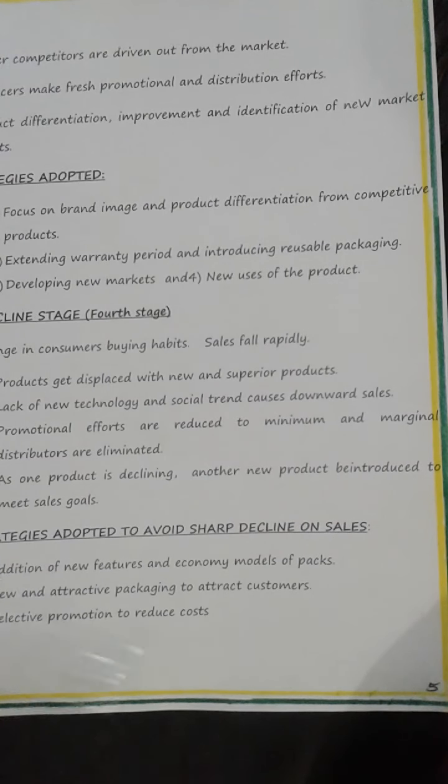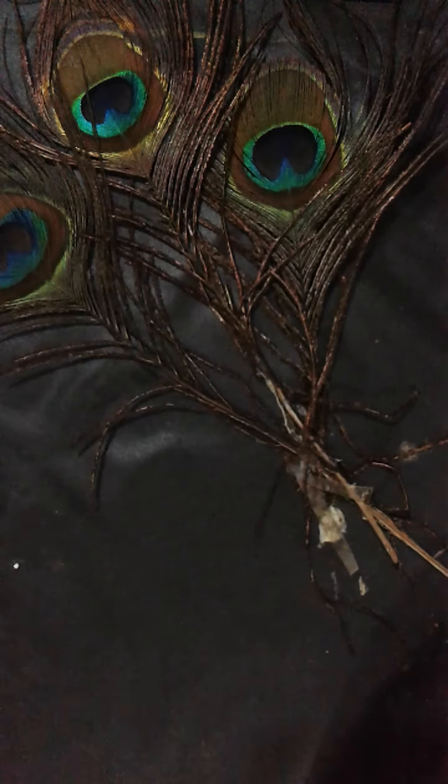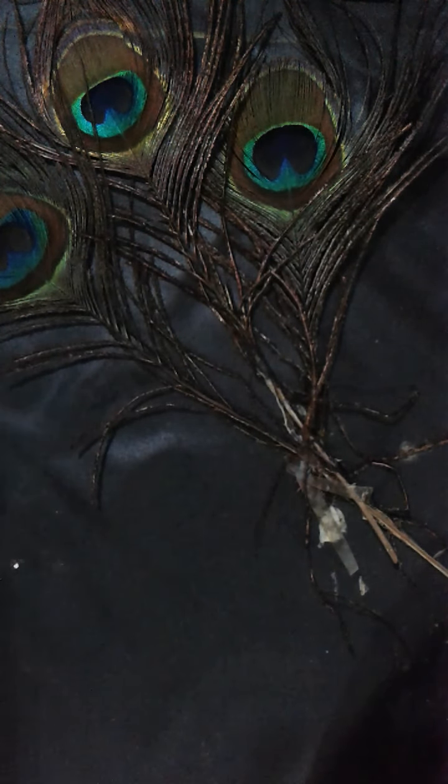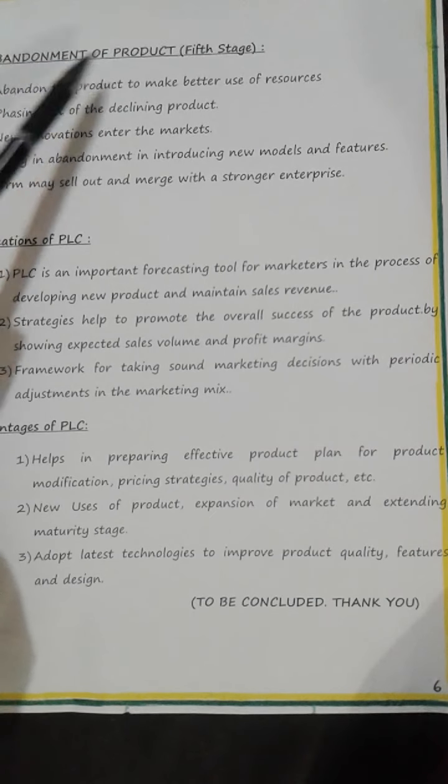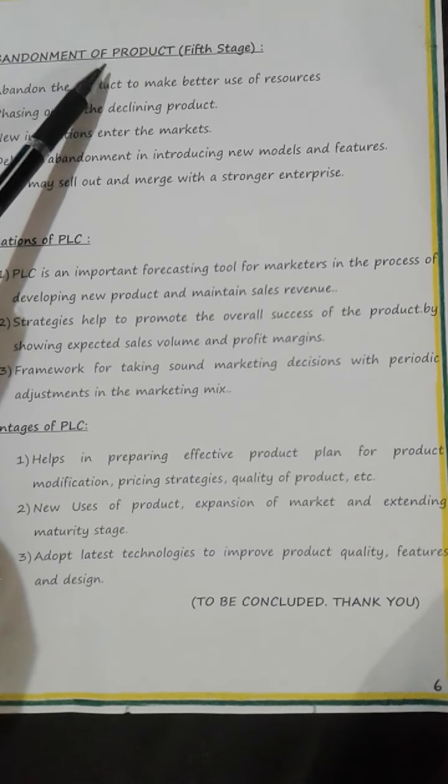Then the last one, the last stage is abandonment of the product, the 5th stage. Abandonment of the product. In other words, we also call this as phasing out stage. What is the meaning of phasing out? Slowly the product goes out of the market. So it's called dropping it or discontinue or gives up. Giving up of the product is called abandonment. Phasing out of the product is called as abandonment of the product. Or discontinue of the product in the market is called as abandonment of the product.